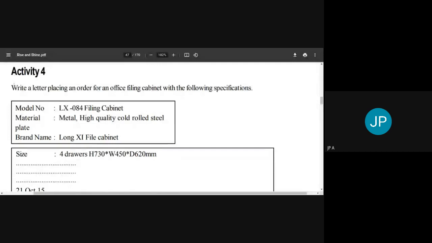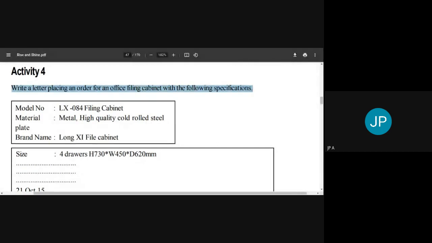It says, write a letter placing an order for an office filing cabinet with the following specifications. A cabinet is nothing but an almirah or a cupboard which is used in an office. A cabinet in the room. So like you keep clothes in your cupboard at home, we keep files in the cabinet in the office.